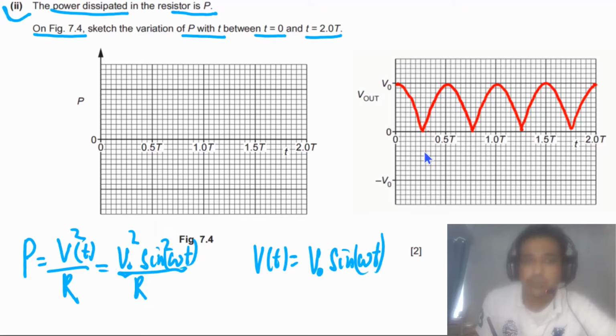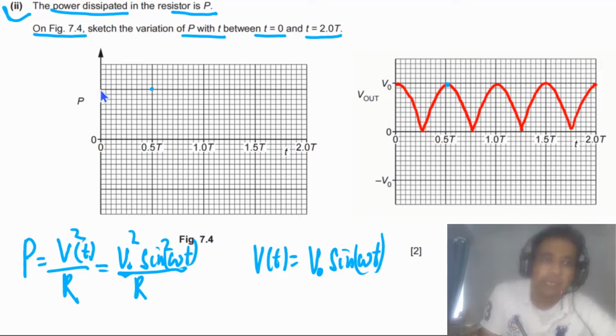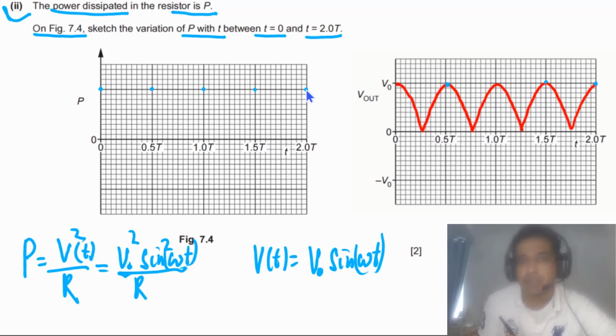And also we need to understand when V is maximum, for example V is maximum here, so it means power has to be maximum here. So V is maximum here, power has to be maximum. V is maximum at 1, so power has to be maximum here. V is maximum at 1.5, and V is maximum at 2.0, so power has to be maximum at this point as well.